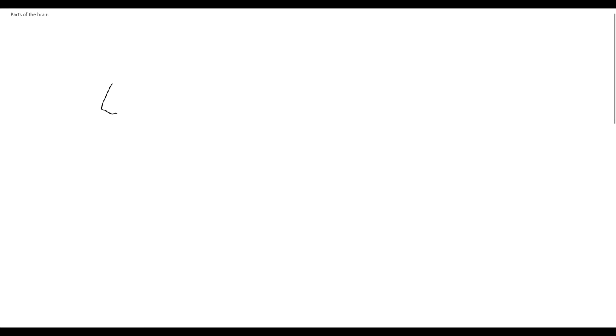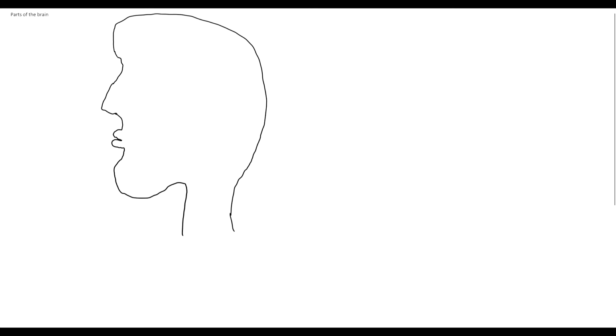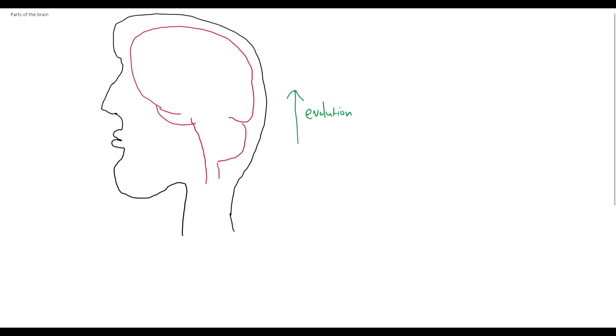In this video, we're going to go over some details of the brain, in particular its structures and their respective functions. So here I'm drawing an outline of a person's skull with their brain in red. And if we move from the bottom of the brain upwards, we're actually moving through evolutionary history, from older structures at the bottom to structures that have evolved more recently up at the top.